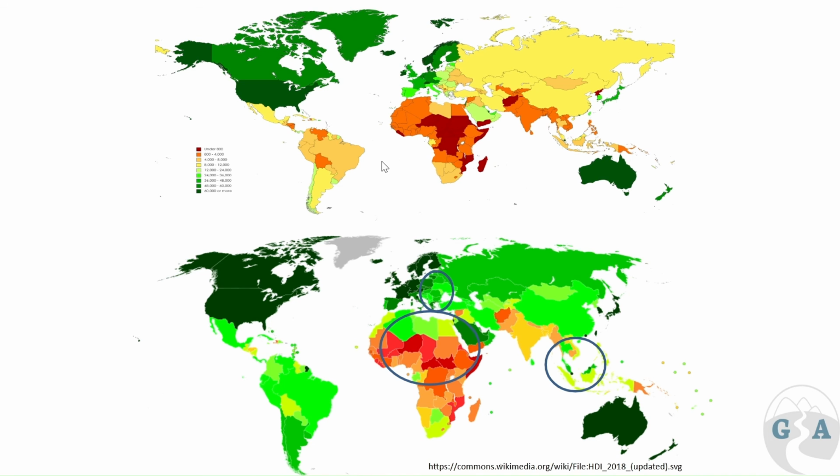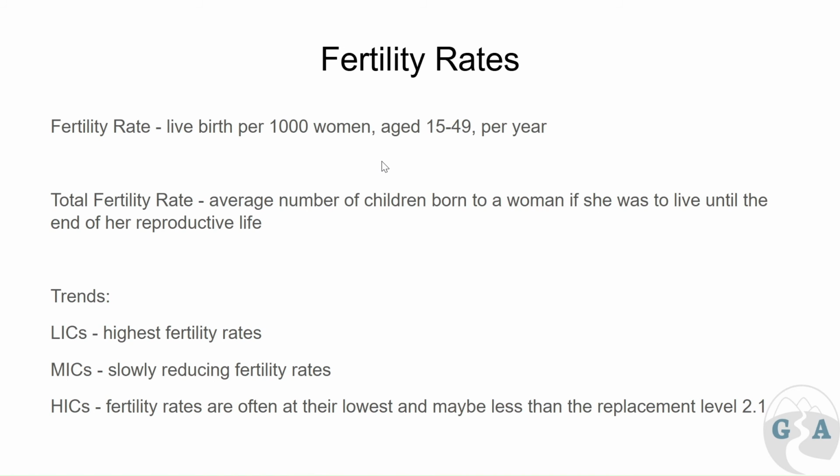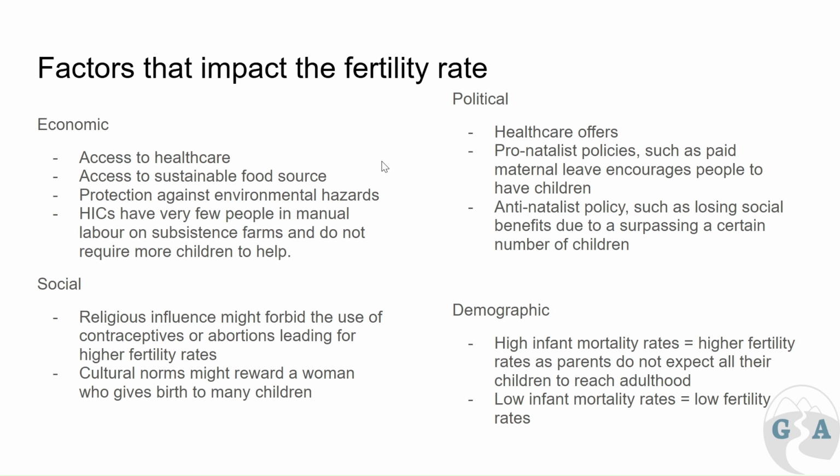Fertility rates can tell us a lot about a country and its change over the demographic transition model, for example. The trends globally are that LICs have high fertility rates, MICs have slowing fertility rates, and HICs have low fertility rates. The factors that influence them could be economic, like healthcare and food resources. So if we have enough resources, we tend to see fertility rates going down.